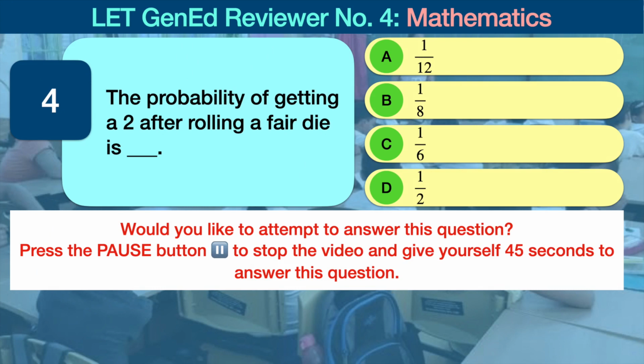Problem number 4. Probability. The probability of getting a 2 after rolling a fair die is blank. A. 1/12. B. 1/8. C. 1/6. D. 1/2.